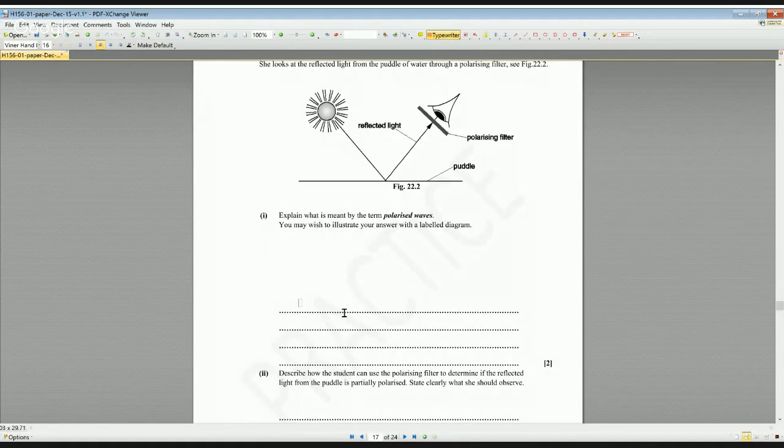The definition of a polarized wave is a transverse wave that oscillates or vibrates in only one plane. That would be enough for 2 marks.